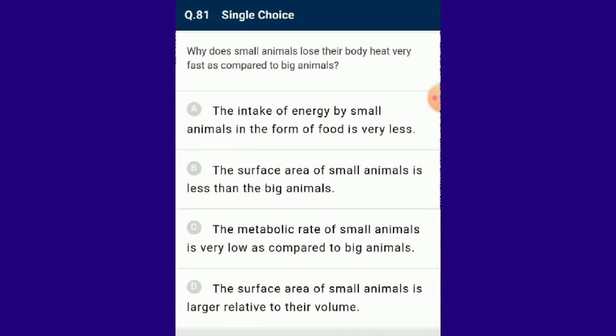Question number 81. Why do small animals lose their body heat very fast as compared to big animals? Because the surface area of a small animal is larger relative to its volume. Conformers have not evolved mechanisms of homeostasis as it is expensive energetically. The surface area of an organism plays a very important role in determining heat loss or gain by the body. So the answer is option D.